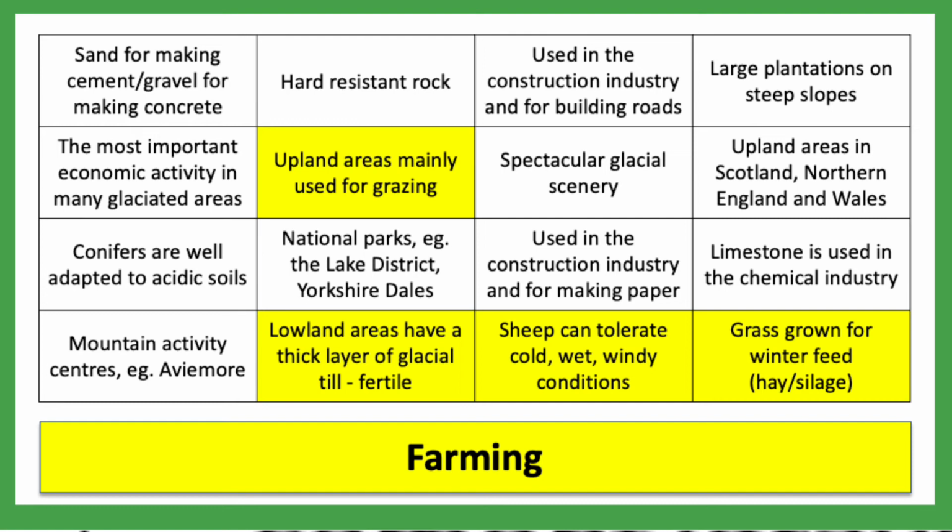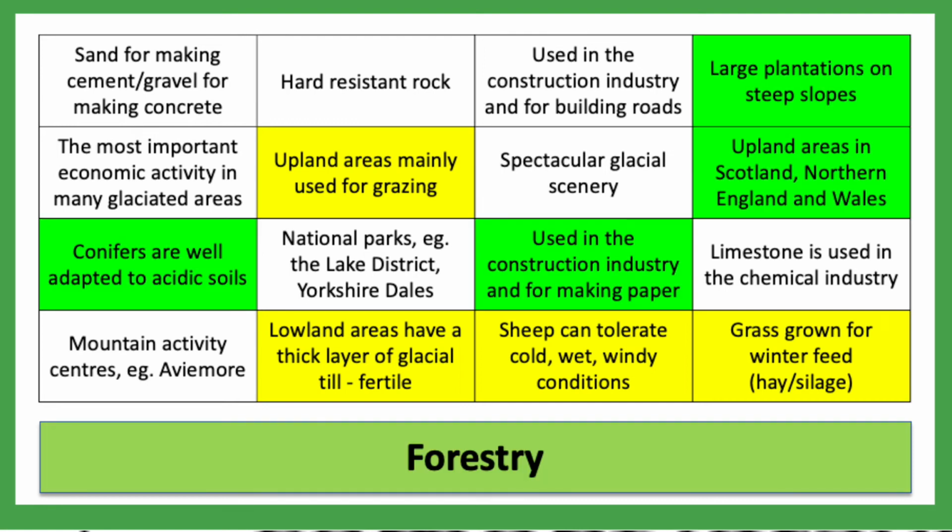Okay, let's reveal the answers. So firstly, conifers are adapted to acidic soils pretty well. The trees are used in the construction industry and for making paper. You've got large plantations on steep slopes, and you will find them in northern England, Scotland and Wales in those upland areas.